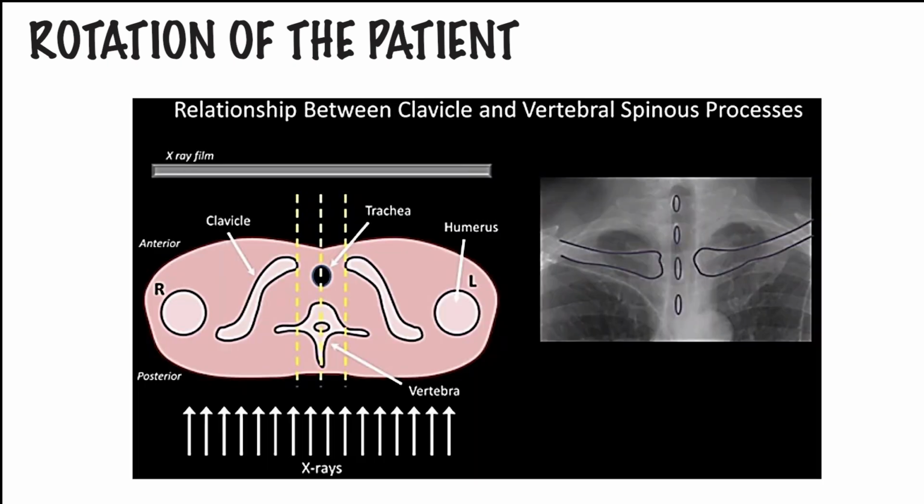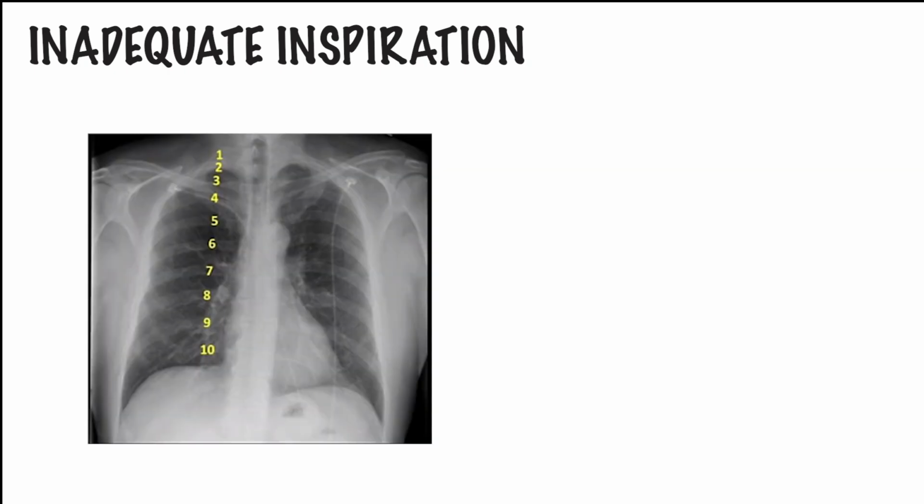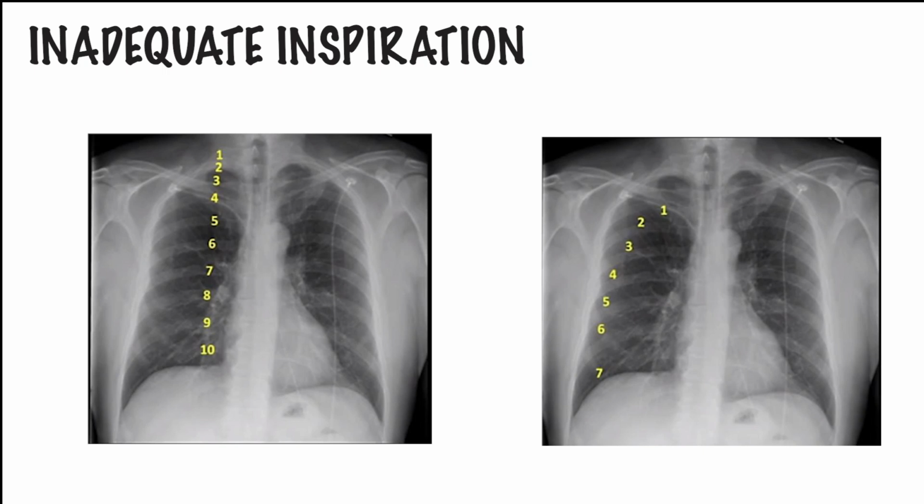Here is an image showing the normal relations, and here is one showing rotation along the z-axis. In terms of inadequate inspiration, remember, in a patient with normal lung volume, a chest x-ray is taken during inspiration, and as such, about 9 to 10 posterior ribs should be visible, and 6 to 7 anterior ribs should be visible with the 7th rib passing through the diaphragm.